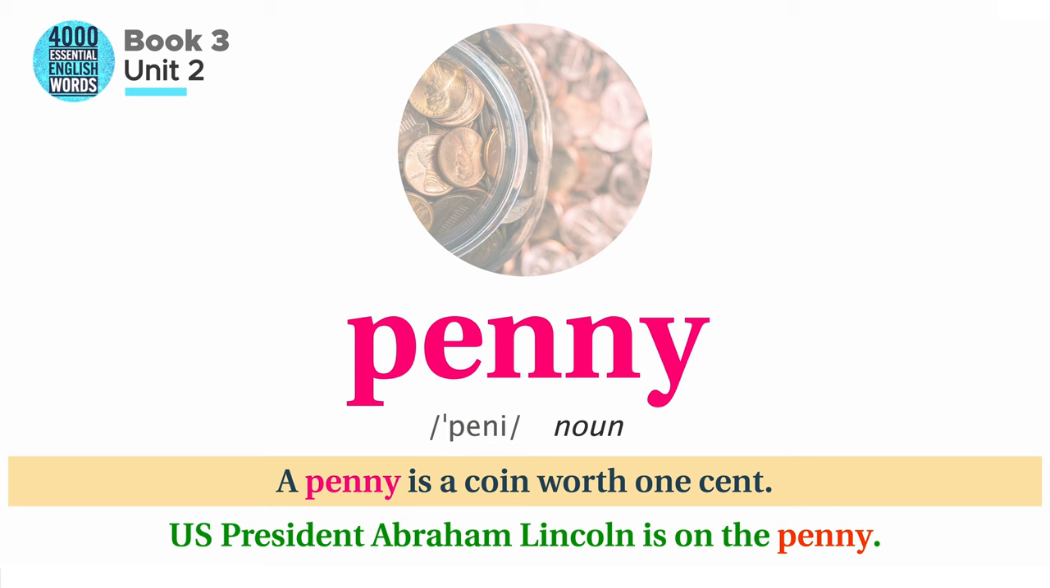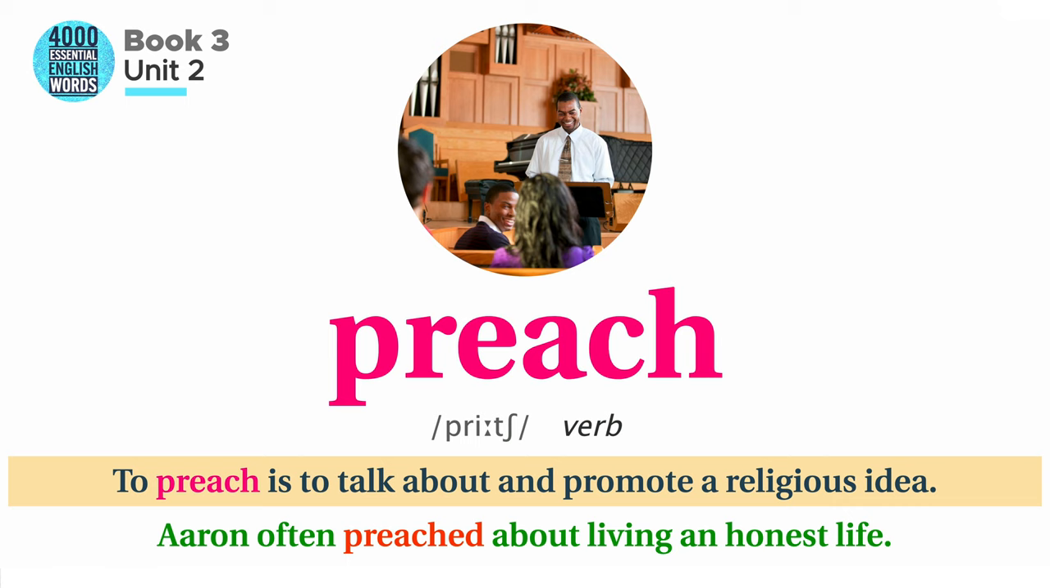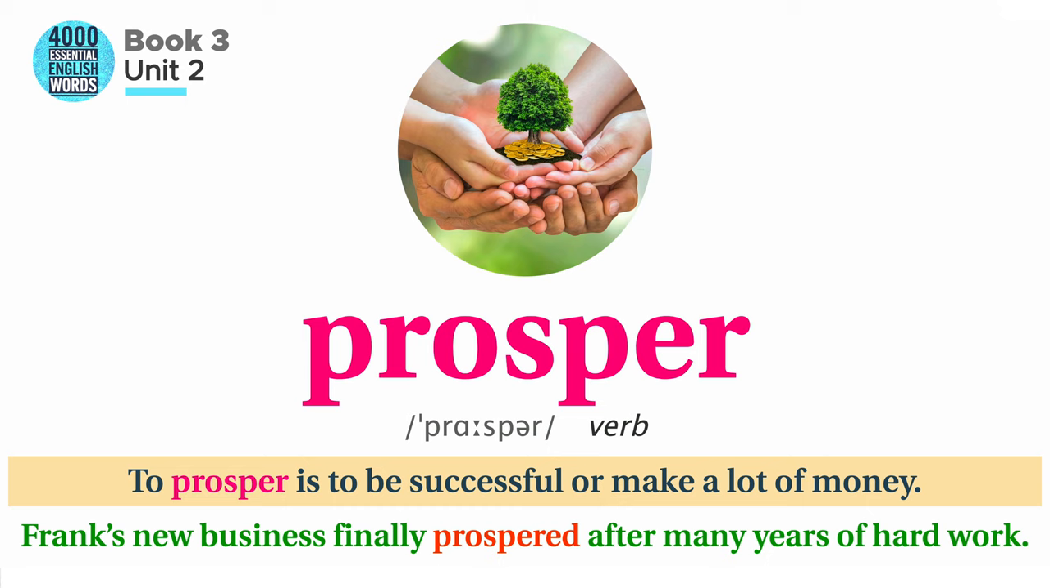Penny. A penny is a coin worth 1 cent. U.S. President Abraham Lincoln is on the penny. Preach. To preach is to talk about and promote a religious idea. Aaron often preached about living an honest life. Prosper. To prosper is to be successful or make a lot of money. Frank's new business finally prospered after many years of hard work.